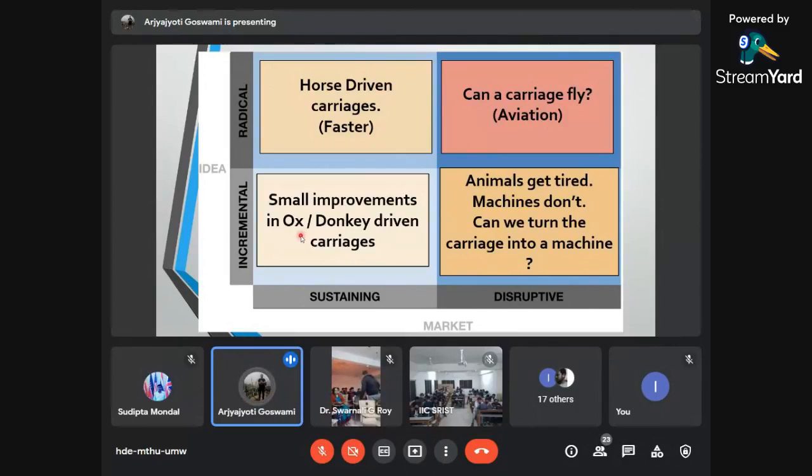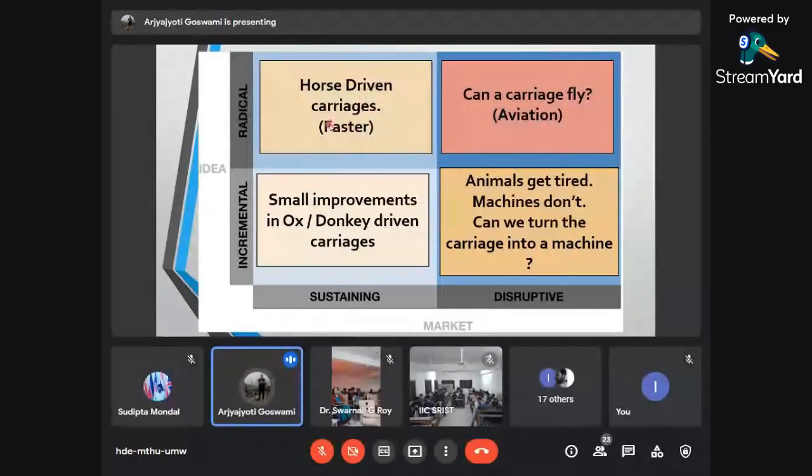For example, earlier the movement from one place to another, or the transportation, was done using animal carriages. So we used to make small improvements. We will provide a hatch at the top to shield from the sun, right? We will use 2 oxen in place of 1 to make it faster. So that was called incremental but sustaining. Next is radical but sustaining.